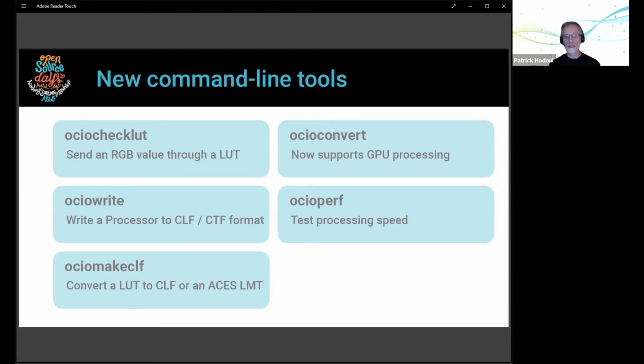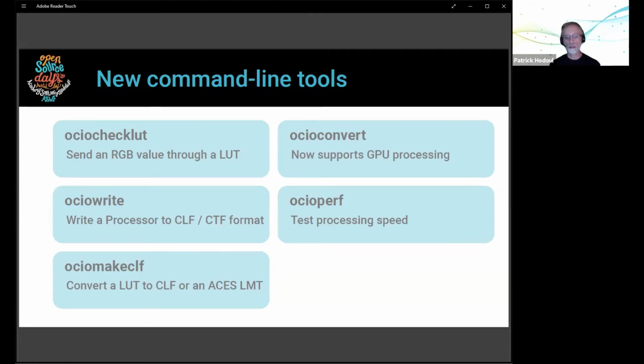OCIO Make CLF will convert any of the LUT formats that OCIO supports into an Academy ACES Common LUT Format file. And in addition, it is able to prepend and postpend the necessary color space conversions from and to ACES 2065-1 to the color space expected by the LUT in order to build an ACES compliant LUT modification transform.